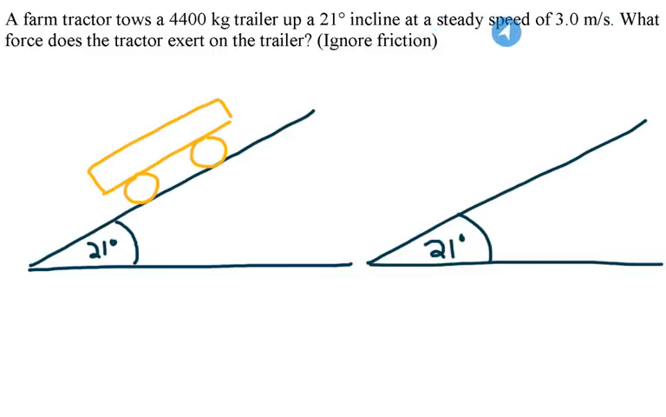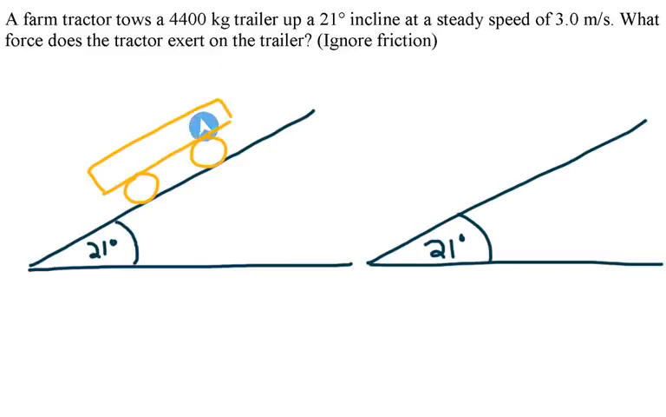Now, when it says a steady speed of 3.0 meters per second, you can assume that the acceleration is 0 in this case. What force does the tractor exert on the trailer? So that's what we want to find. We want to figure out what force is being applied to the trailer from the tractor.